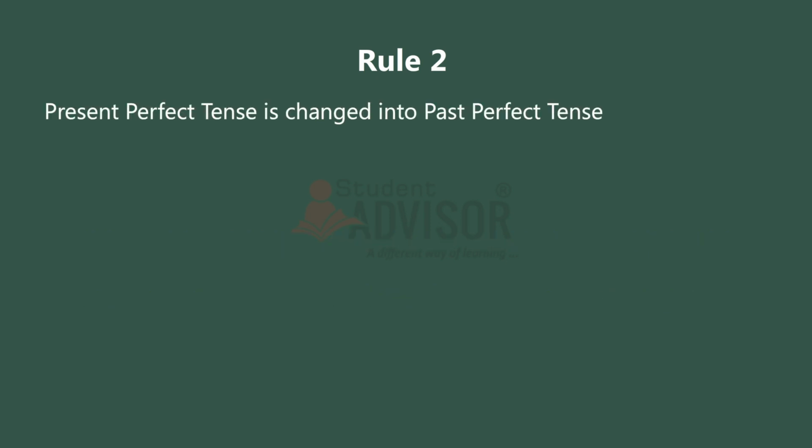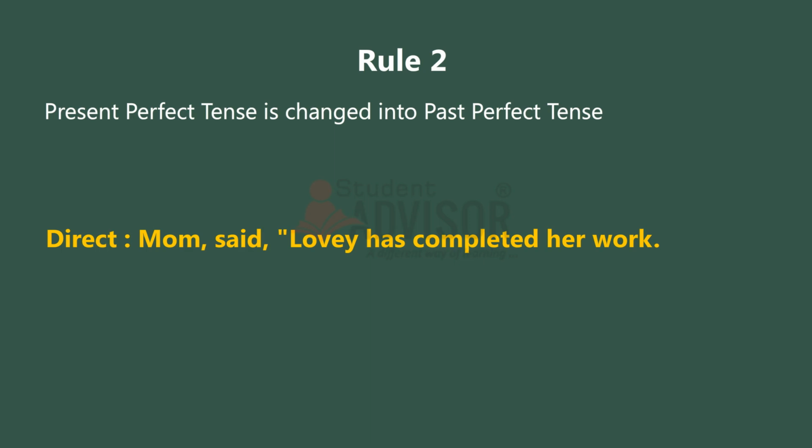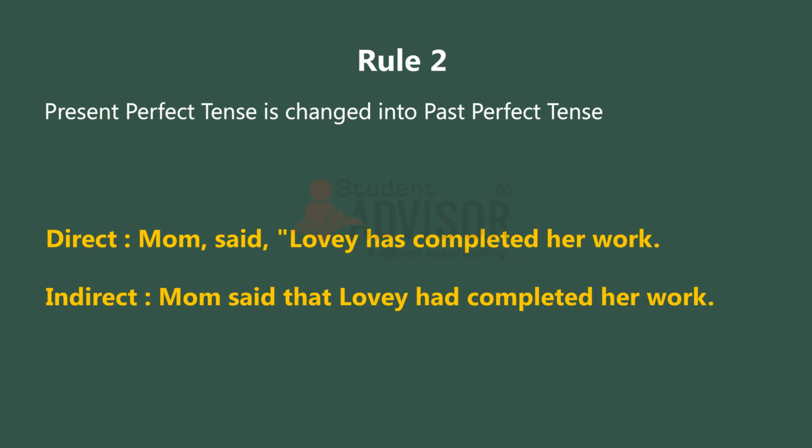Present perfect tense is changed into past perfect tense, like, direct. Mom said, Lovey has completed her work. Indirect. Mom said that Lovey had completed her work.